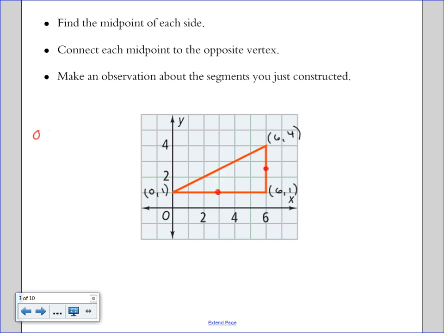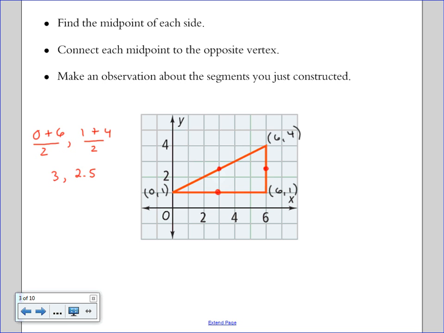So for the slanted line there, 0 plus 6 over 2 and 1 plus 4 over 2 gives us the midpoint 3, 2.5. So that's approximately right there. So I've calculated my 3 midpoints. And now the instructions say connect each midpoint to the opposite vertex. So I'm going to switch colors to do this.